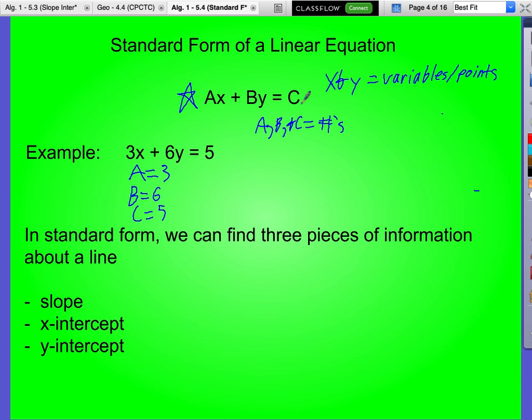When we're in standard form, we can find 3 pieces of information about a line. We can find the slope. It's more complex to find the slope in standard form than in slope intercept. We can find the x-intercept and y-intercept, and the y-intercept is a little more complicated than in slope intercept form as well, but it does make it easier for us to find the x-intercept.